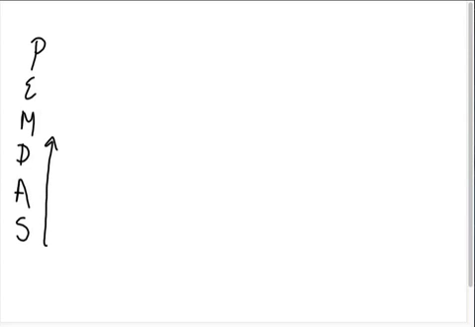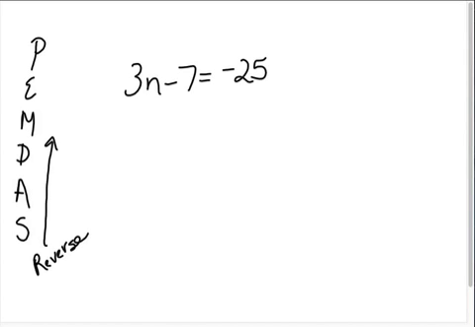Our first example is going to be 3n minus 7 equals negative 25. According to the order of operations, or the reverse order of operations, remember, you're going to start with addition and subtraction. Aha! I see some subtraction right here. So we're going to start with our answer, and we are going to undo that negative 7. The opposite of subtracting 7 is adding 7. So go ahead and do that. Negative 25 plus 7 is negative 18.